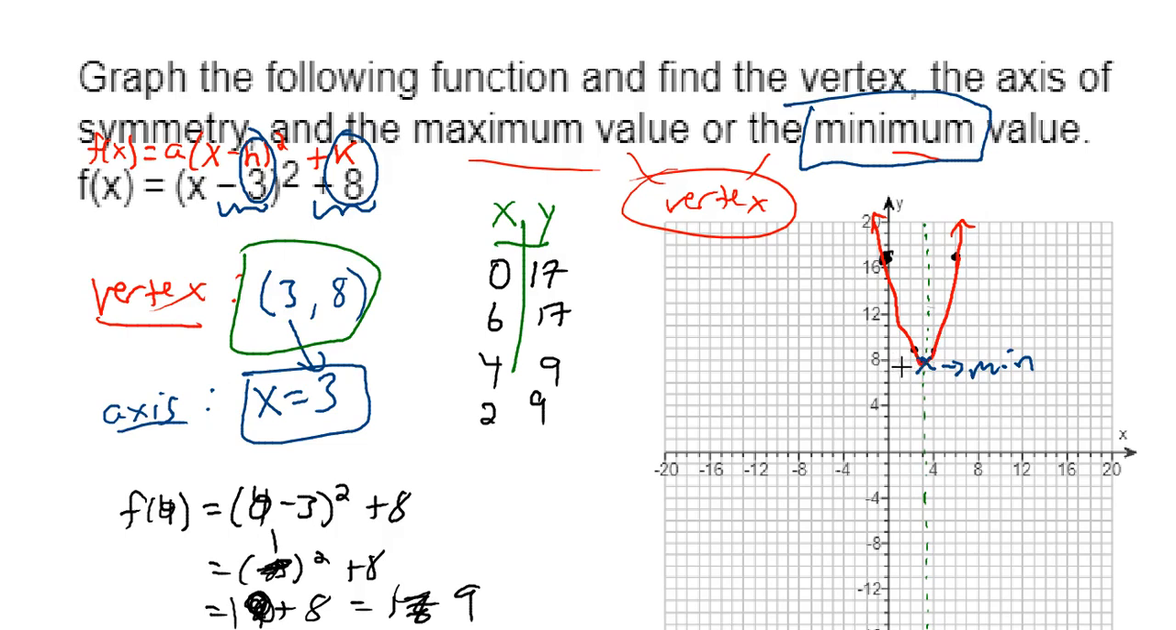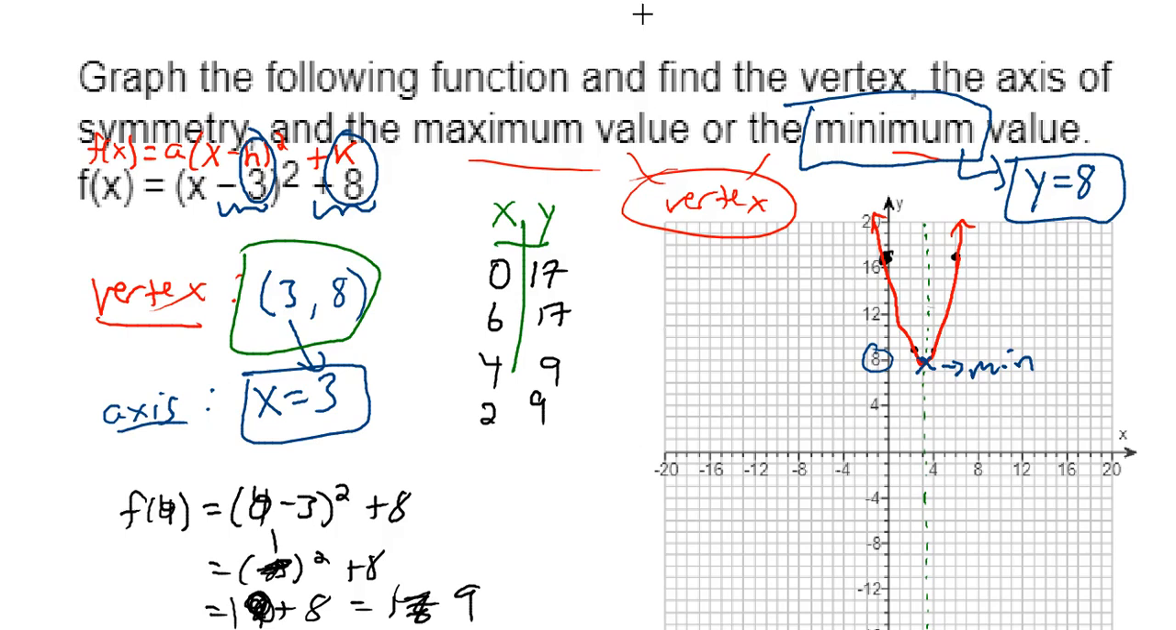And the minimum value is the minimum y value, which is the y coordinate of the vertex, which is going to be 8. That's as low as the graph goes. It goes no lower than 8. So that is the minimum y value for this function. This equation cannot produce any y values less than 8. It just is impossible to do. It only goes as low as 8. It won't go any lower. So the minimum value of this function is y equals 8. And that's what you'll need to type into Math Excel.